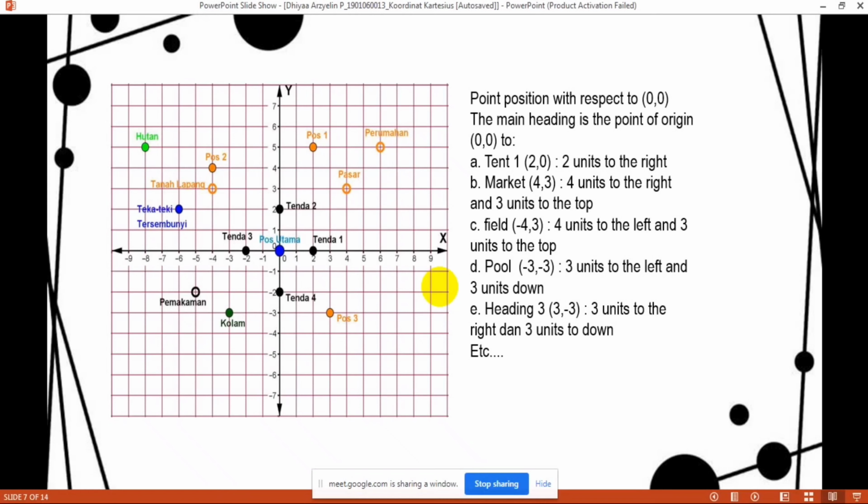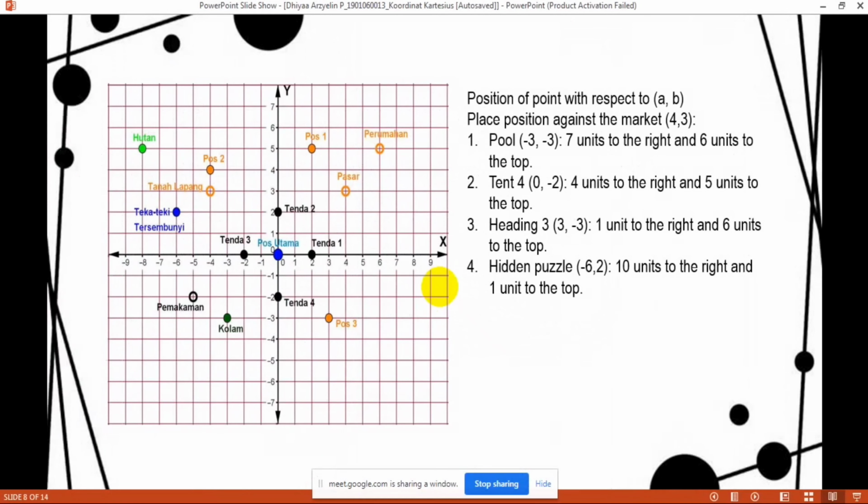Next, C field in -4, 3. So the main heading to the field is 4 units to the left and 3 units to the top. Next, the main heading to the pole, 3 units to the left and 3 units down. The main heading to heading 3, 3 units to the right and 3 units to down.